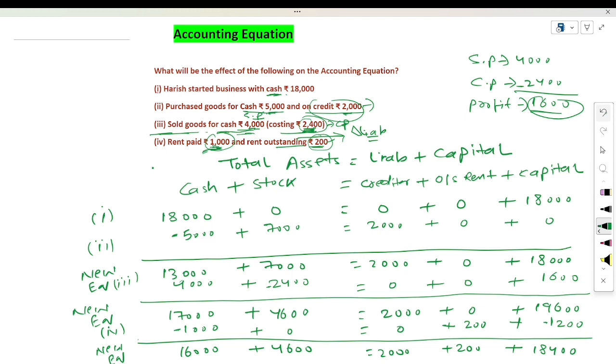So these are all 4 transactions that we already solved. Now we need to check whether the amount of LHS is equal to the amount of RHS or not. If it is equal, then your solution is correct. So check here, 16,000 plus 4,600, 20,600. See here, 18,000 plus 2,000, 20,000 plus 400 plus 200, 20,600. Both the sides LHS and RHS are equal. It means our solution is correct.